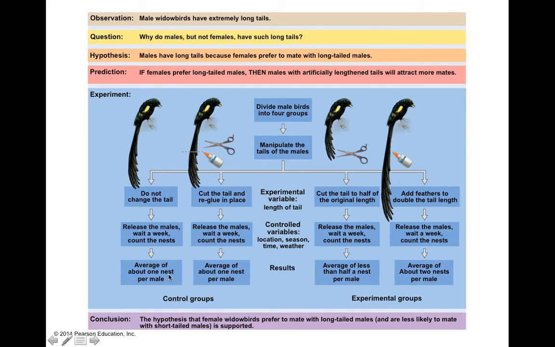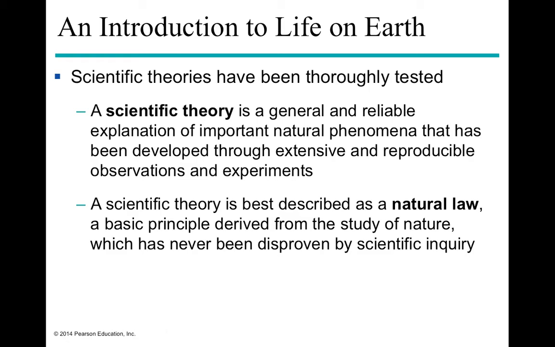All right, so what happens at the end of the results? We have about 1 nest per male for the original, and also for the one that's been manipulated but hasn't had any length or shortening changed. Then we have less than half a nest per male for the ones with short tails, and about 2 nests per male for the ones with long tails. That indicates that the hypothesis is supported, right? Female widow birds do prefer to mate with long-tailed males and are less likely to mate with short-tailed males. Okay, so that's kind of the overview of scientific design.